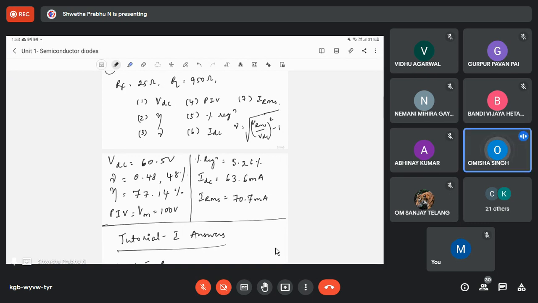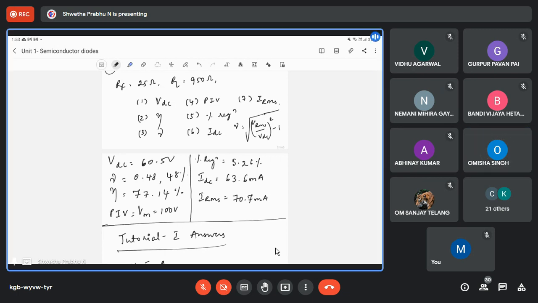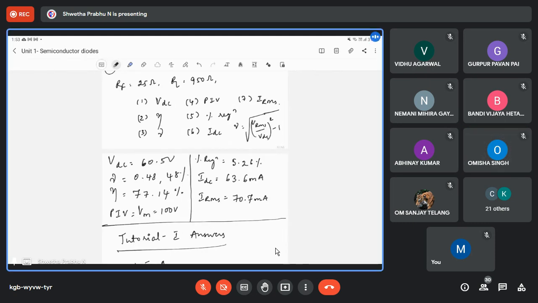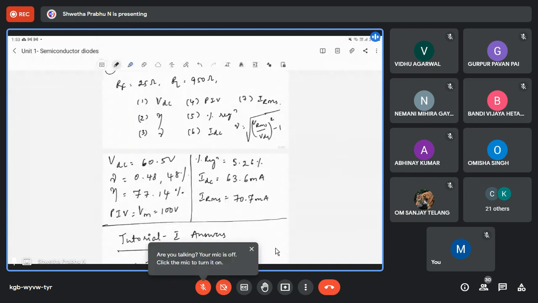Ma'am, it's also VAC by VDC, right? Why can't we do that? VAC by VDC. Correct. You can use VAC by VDC, provided, but the thing is that you can't directly take the VAC value as primary voltage. You have to find the RMS value of it and then calculate.